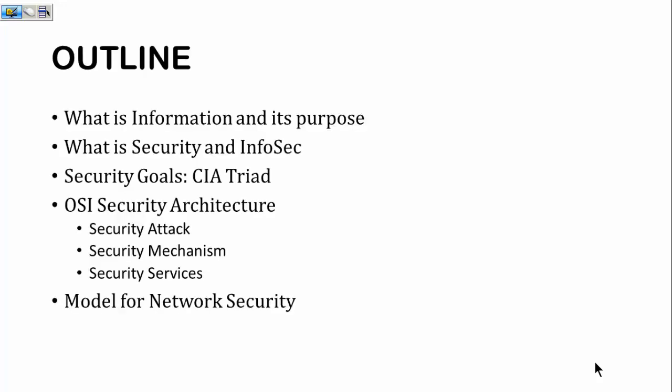In the previous lecture, we have already seen what information is and its purpose, security and information security, and we have seen the security goals, that is confidentiality, integrity, and availability, and we have also seen the RMIS model and what security goals have been included in that model.